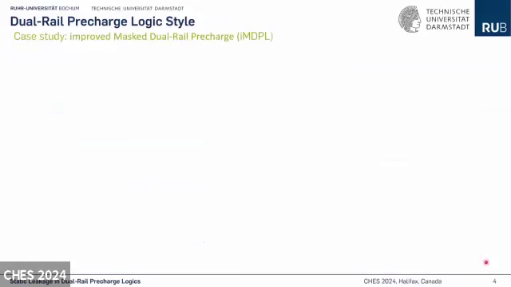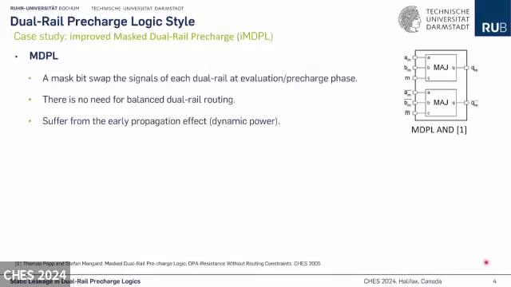This work deals with the improved masked dual rail pre-charge logic style, or shortly IMDPL. Before introducing IMDPL, MDPL was introduced to address the issue of unbalanced routing. Here you see a two-input MDPL AND gate. As you can see, in addition to the dual rail signals, this gate also receives a single bit dual rail mask bit. Because of using the mask bit, MDPL logic cells are able to swap the signals of each dual rail randomly at every clock cycle. Therefore, MDPL doesn't need balanced dual rail routing, but still suffers from the early propagation effect.